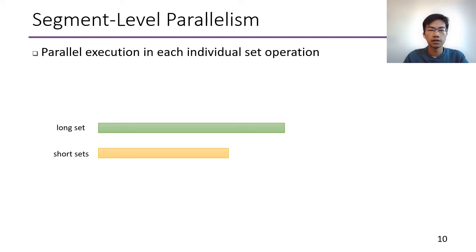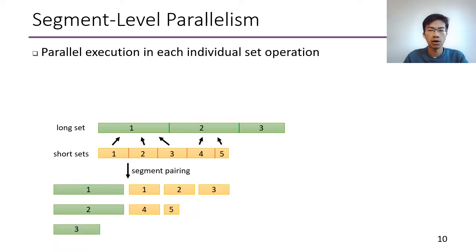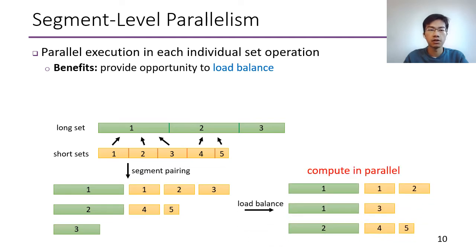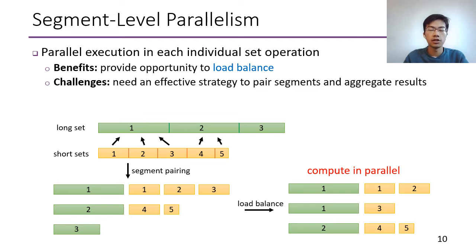The third one is segment-level parallelism. For each individual set operation, we can divide the two input sets each into multiple segments of distinct ranges, apply the operation to each pair of the overlapped segments in parallel, and finally aggregate the results. We discovered that in this way, we have the opportunity to divide each set operation into multiple smaller tasks with similar load, which helps achieve better load balance in hardware. The challenge is how to find an effective strategy to pair the segments to achieve load balance and aggregate the results while preserving correctness.